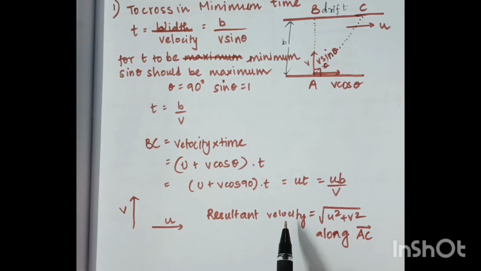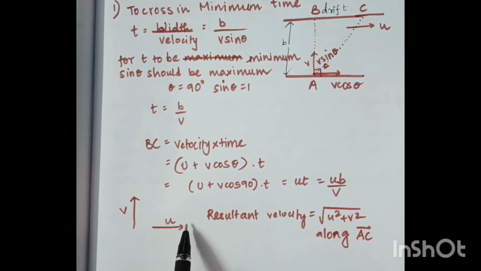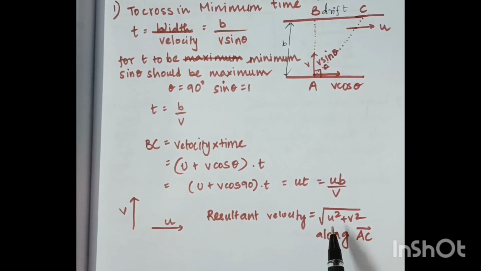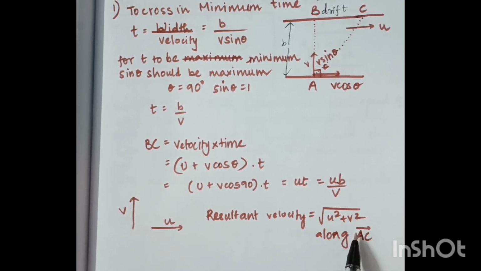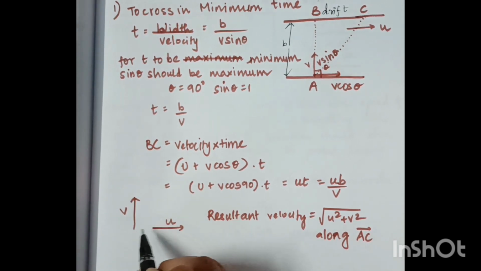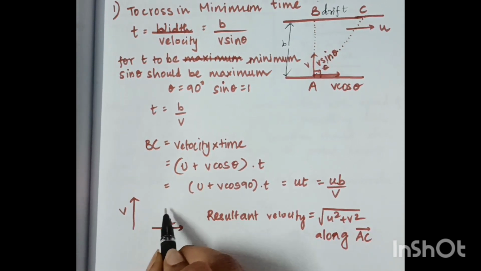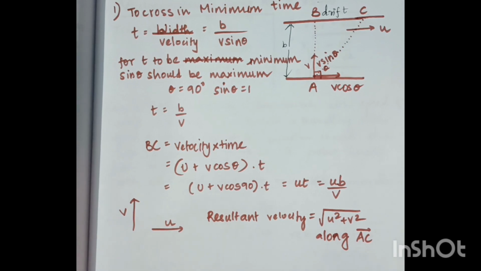So what will be the resultant velocity? They both are perpendicular to each other. So according to the vector laws of addition, we can say it is under root u square plus v square, and its direction is along AC. That is, if there are two vectors like this, then the resultant will be like this according to parallelogram law. So that is equal to under root u square plus v square along AC.